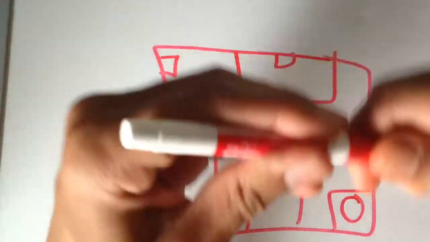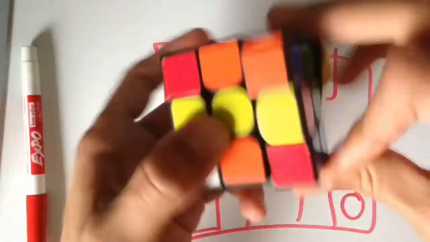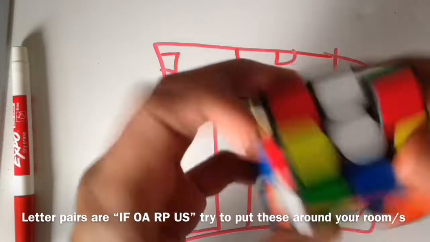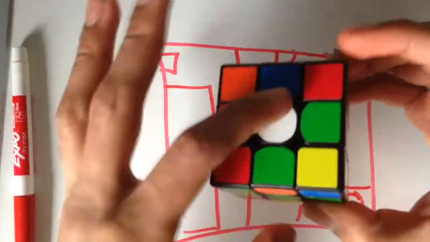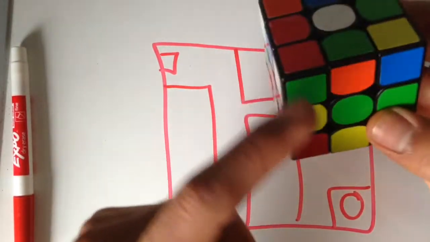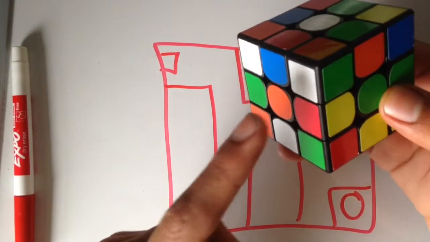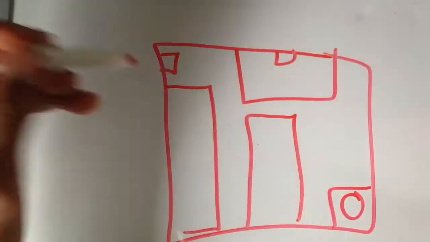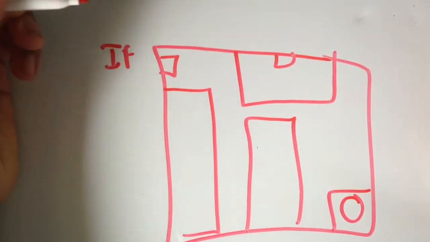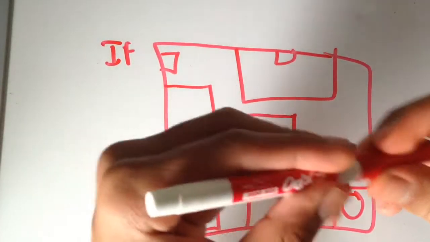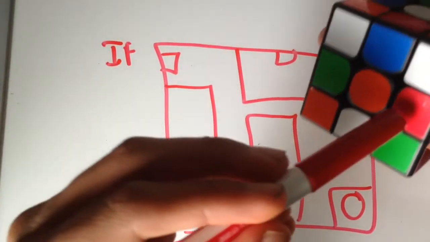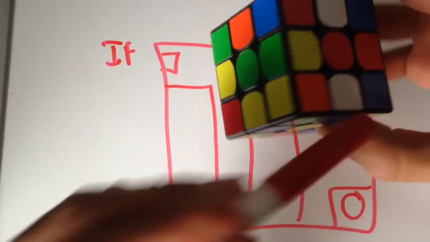So, just scramble some more. My orientation is white top, green front. So this one needs to go to I, I needs to go to F. So that's IF. That's if. So if I get IF, then I'll go to the next one. So IF, that's OA.